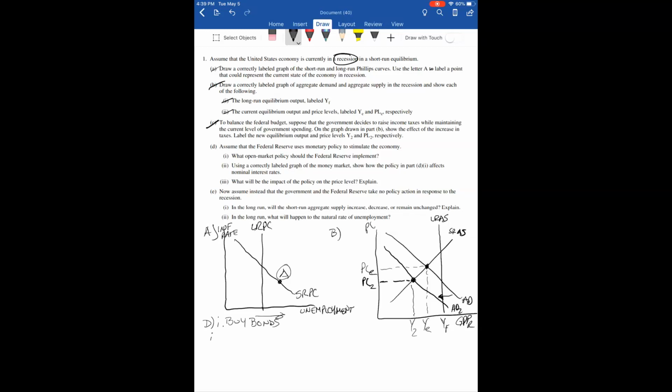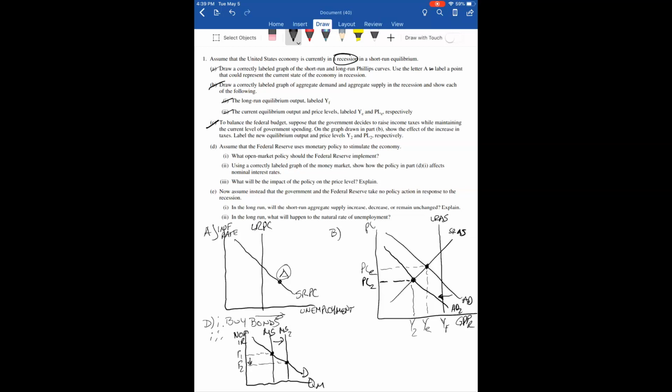For the second part, we need to draw a correctly labeled graph of the money market. And so we've got the nominal interest rate here, quantity of money here, a vertical money supply, and a downward sloping demand curve. And because they're buying bonds, it's going to increase the money supply. That shifts it to the right. The interest rate then will drop from here to here.